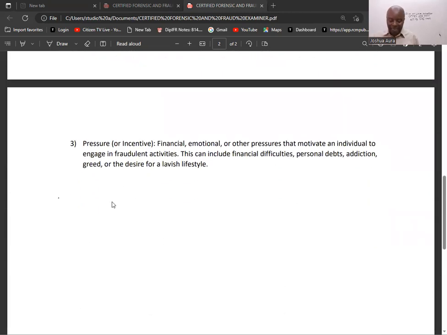And then we have the third leg of this triangle, which talks of pressure. It could be peer pressure, where we want to look like so and so within my circles. It could be pressure coming from my neighbors who are taking their children to very expensive schools and I would want really to swim with the tide. So you're told here: pressure or incentive, financial, emotional, or other pressures that might motivate an individual to engage in fraudulent activity. This can include financial difficulties.